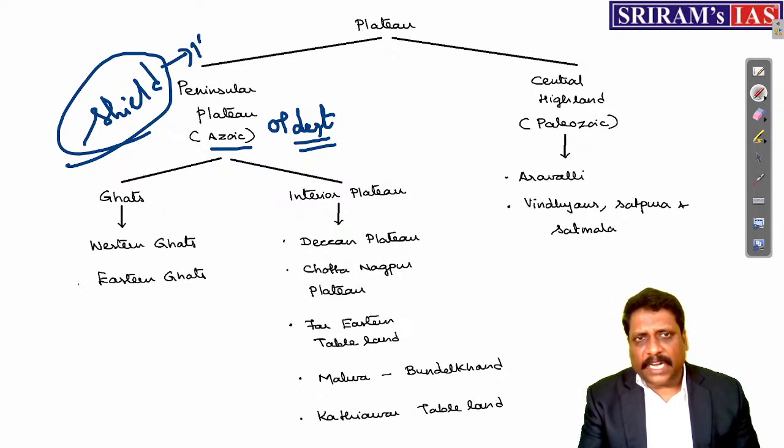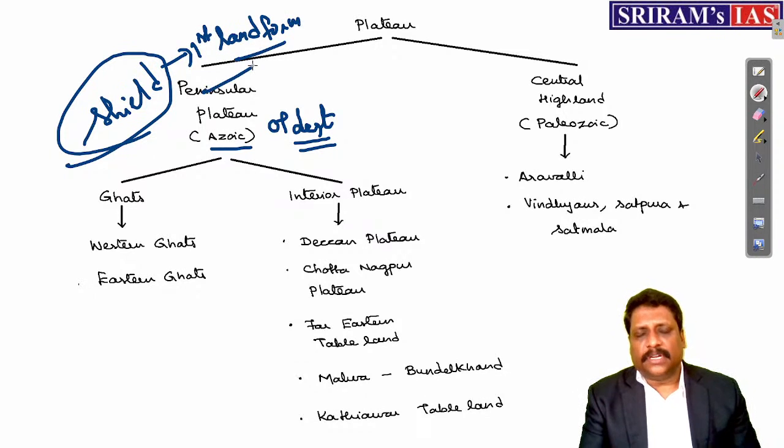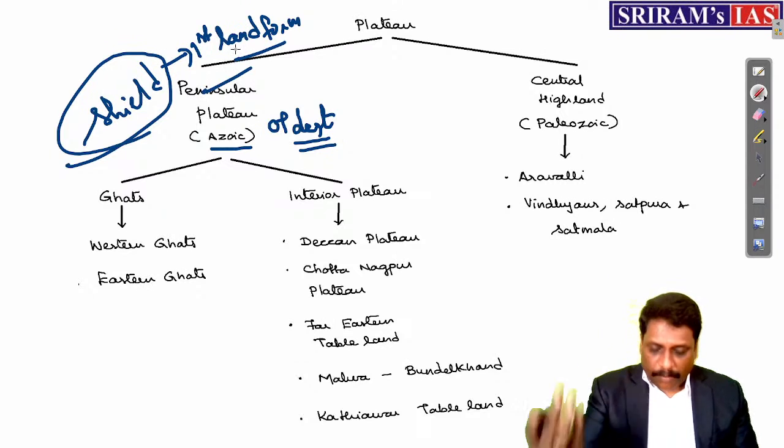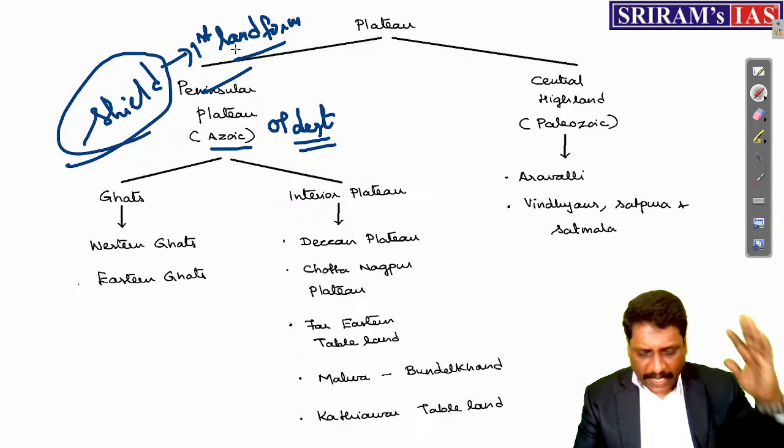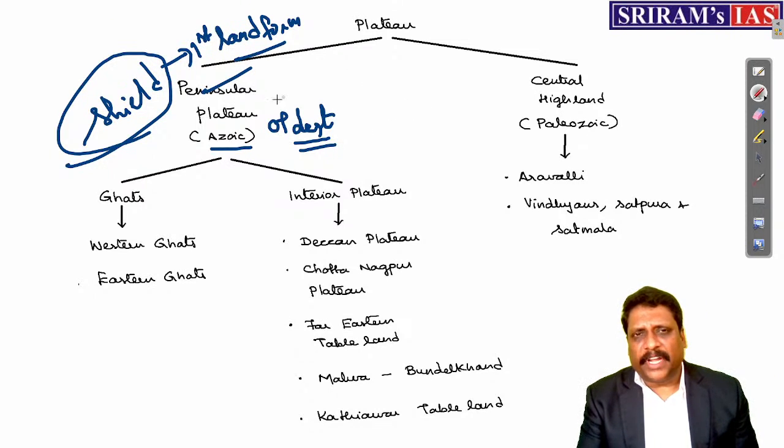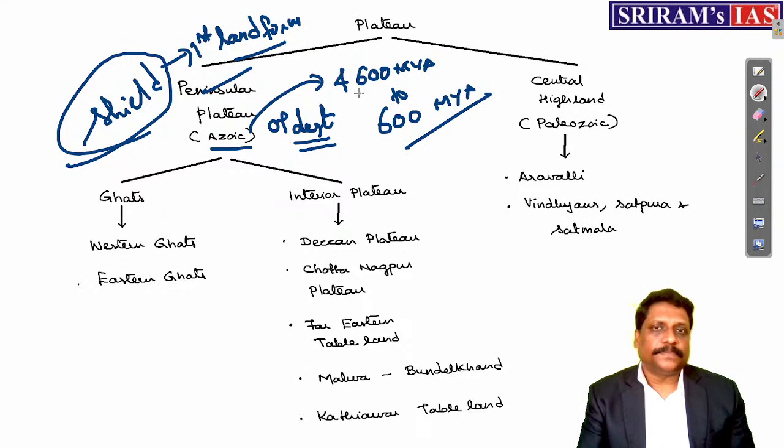This is the first landform which had its formation in the world. See, this shield was highly modified today. During the Azoic era, every time you're using this word, what is Azoic? When exactly is the period? It is somewhere around 4,600 million years ago to 600 million years ago. This is the period of this Azoic era.